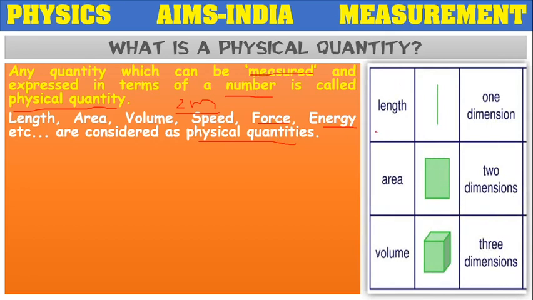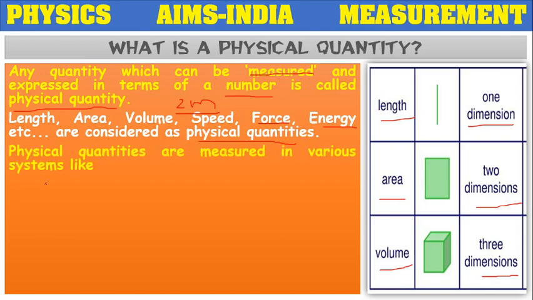Length of a room is a one dimensional quantity, we can measure it. Area of the room consists of length and breadth, it's a 2-dimensional quantity. Volume: suppose if anybody asks how much air this room is filled with, then we have to calculate its volume. Length, breadth, height, 3 we have to consider. It's a 3-dimensional quantity. So all these things can be measured in terms of numbers, so they are all considered as physical quantities.